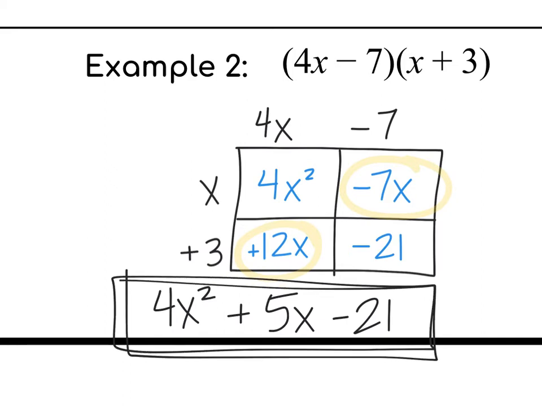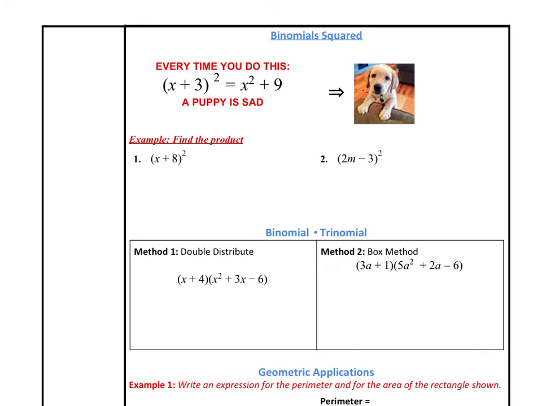Check your answer when you have it. Sorry about my mistake. I put x minus 3 first. It should be x plus 3. So you'll see on the back of your paper here, there's going to be some stuff that looks a little bit different. So you see x plus 8, the quantity squared, and then 2m minus 3, the whole parentheses squared.